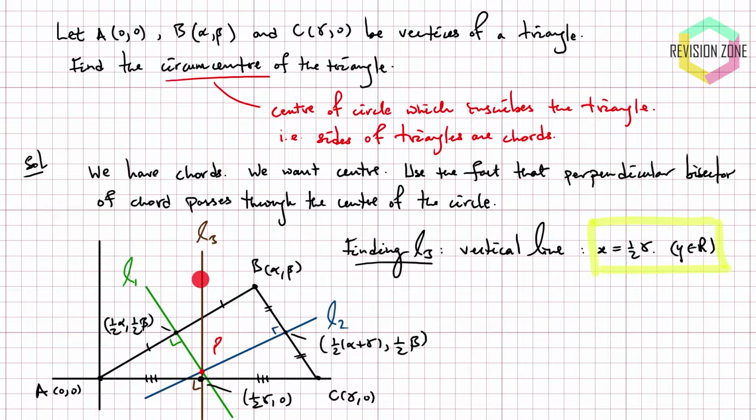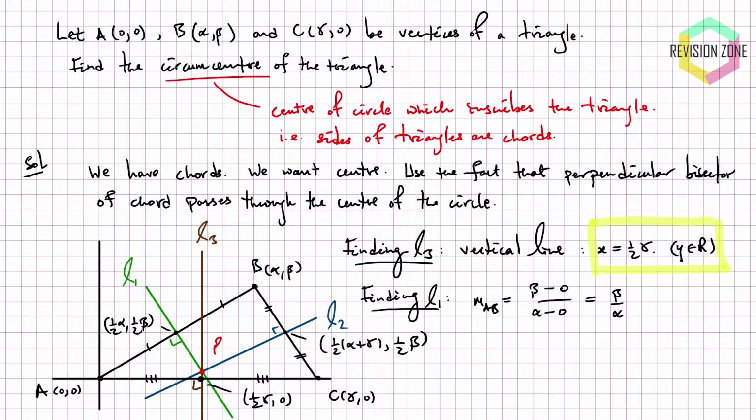So it's vertical, and it passes through a half gamma, which means x equals a half gamma, and y can be any number at all, which is why you actually have a vertical line. Okay. So we have the equation of this line. Now let's figure out the equation of line L1.